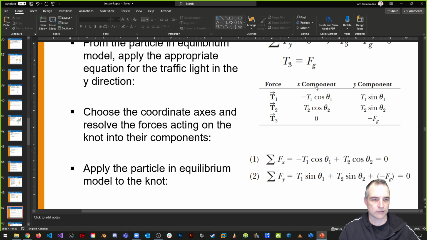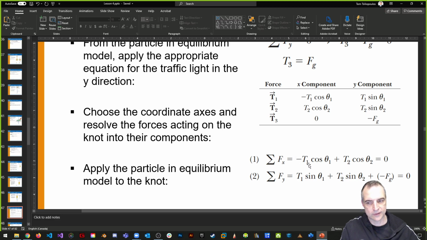For T3, there's no x component. There's no force pulling our T3 cable, the one that goes up and down, left or right. The only thing we have on the y component is negative Fg, because it's going in a negative direction in our diagram. Therefore, since we assume the forces on the x-axis are in equilibrium, negative T1 cos theta 1 plus a positive T2 cos theta 2 is equal to 0. Similarly, the forces on the y-axis are T1 sine theta 1 plus T2 sine theta 2 plus a negative Fg, and it all equals 0.